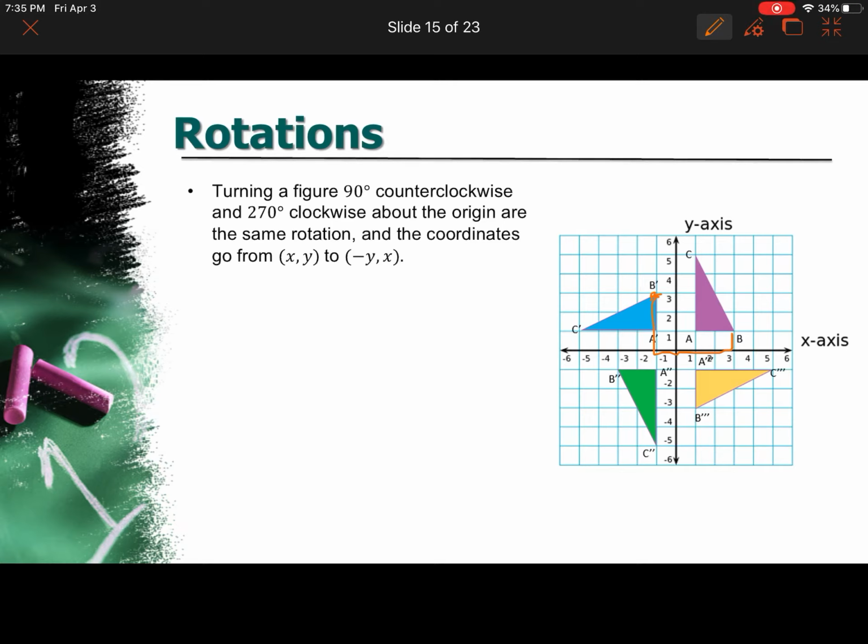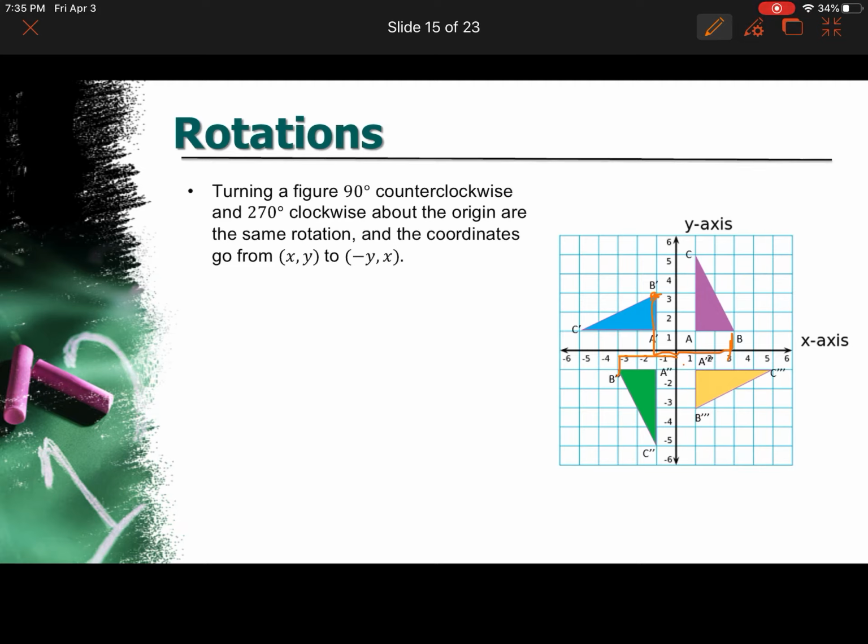Now, if you go 180 degrees, that would be going over to the green one. Everything is negative. So for B, we go over 3, up 1, and here we go negative 3, negative 1. And for C, you go over 1, up 5, and here we go negative 1, negative 5. So 180 degrees just makes everything negative.